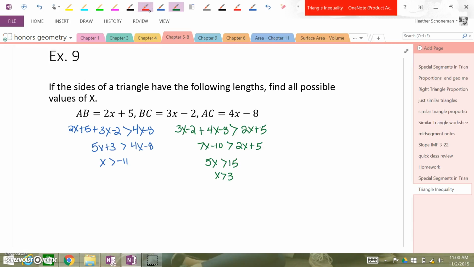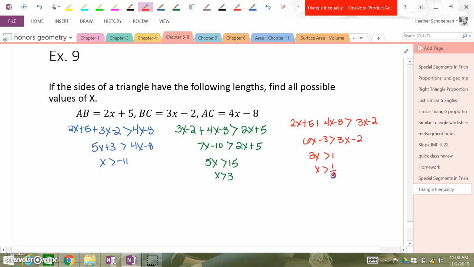Alright, now I'm going to take the first and last and see if it's greater than the third. So that's 2x plus 5 plus 4x minus 8 greater than 3x minus 2. That gives me 6x minus 3 is greater than 3x minus 2. Subtract the 3x and get 3x, add the 3 and get 1, so x is greater than 1/3.